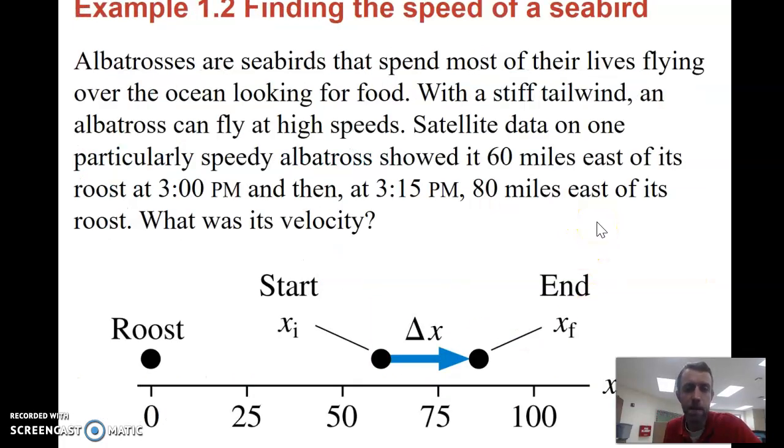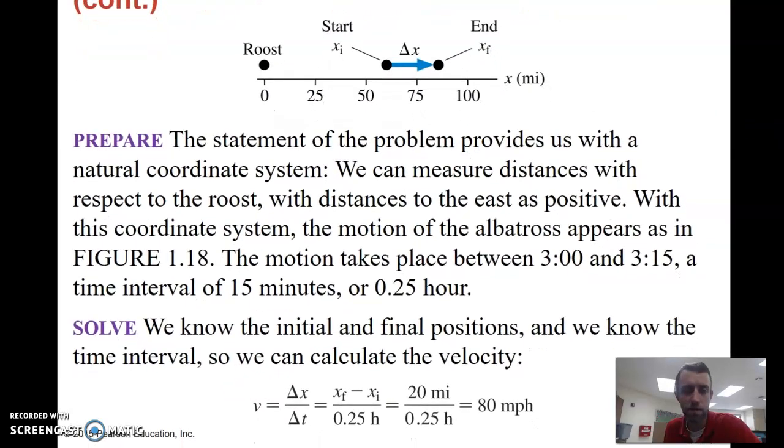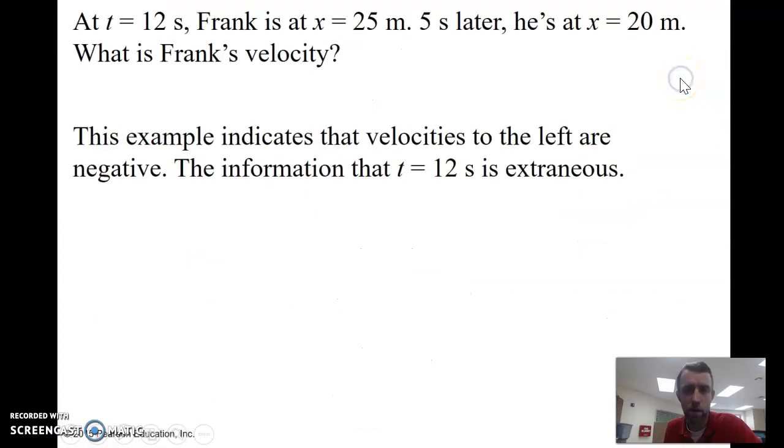All right. Speed of an albatross. Pause this, practice this, take a look. Answers on the next one. Let me move this down so you can see. There you go. Move on. Here's another example.